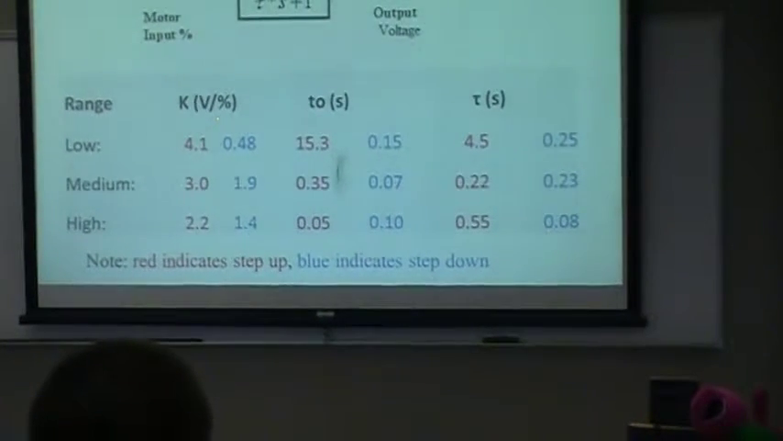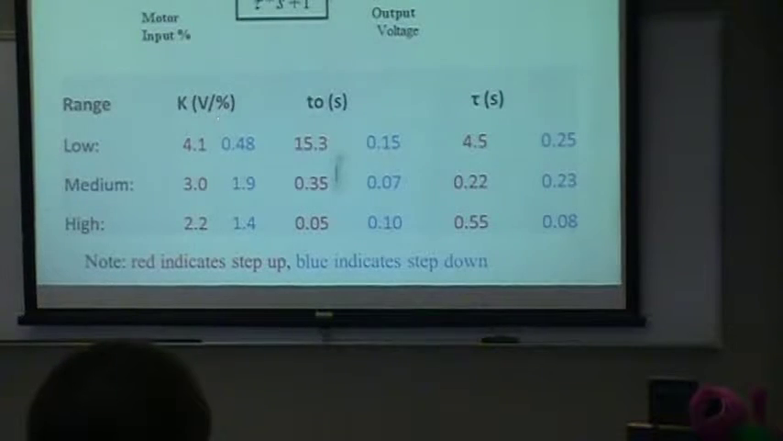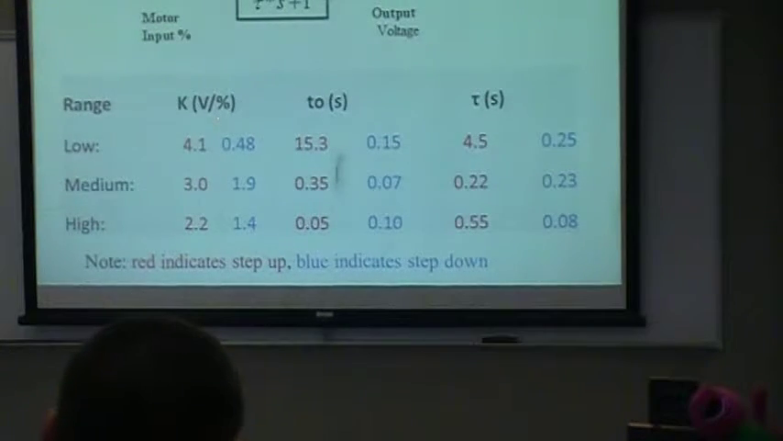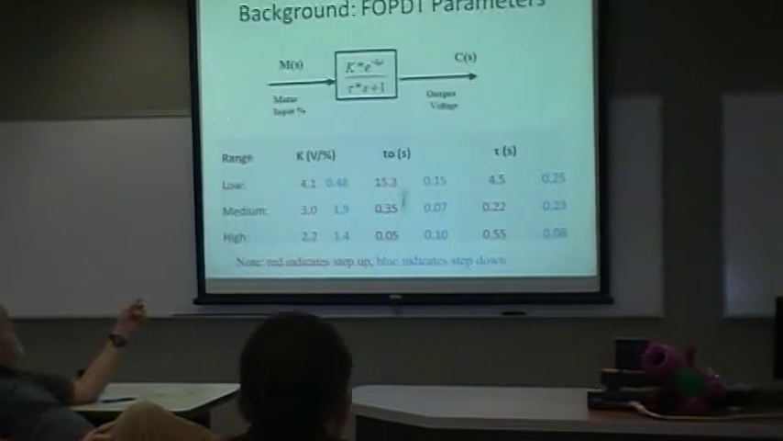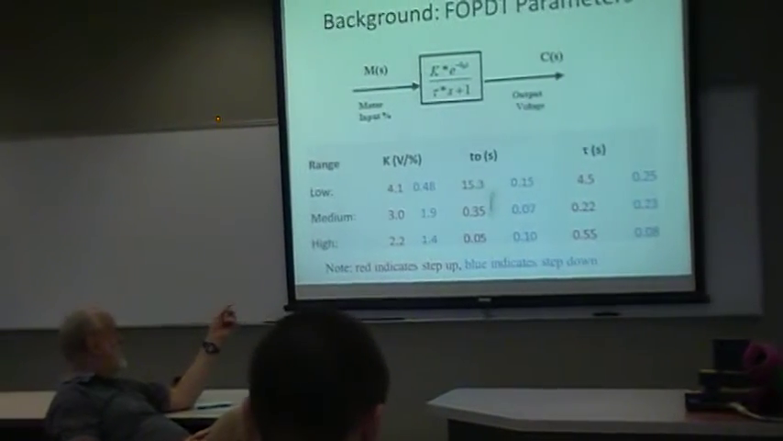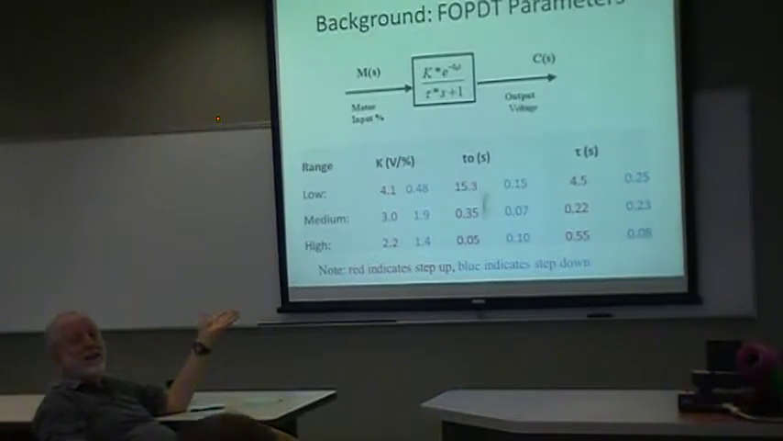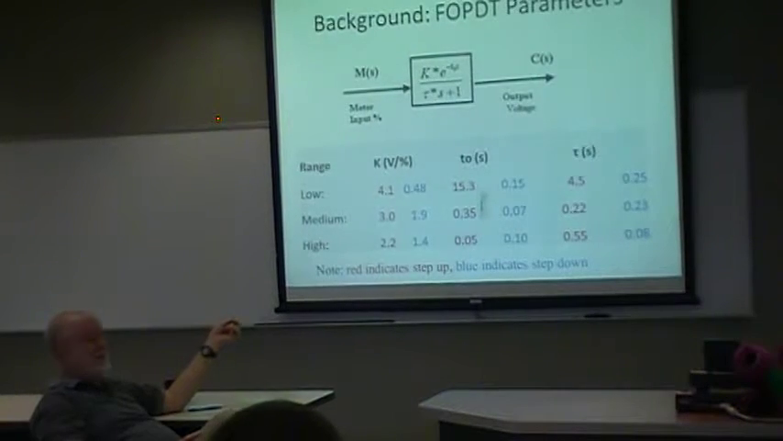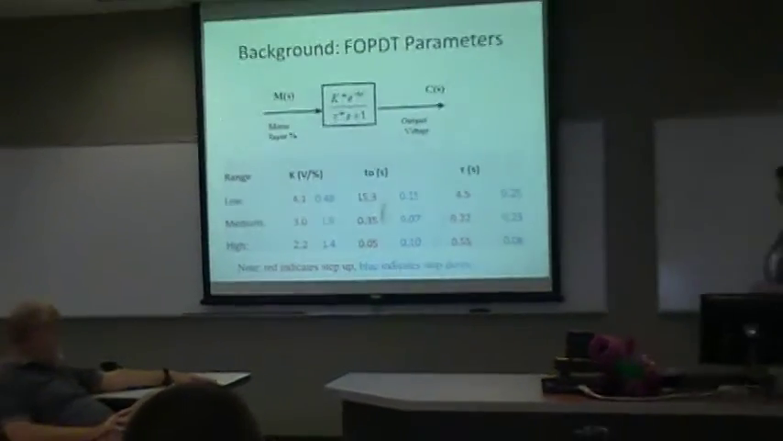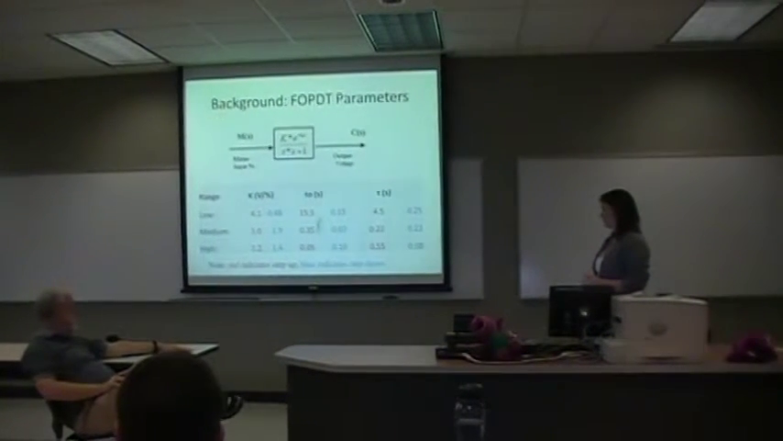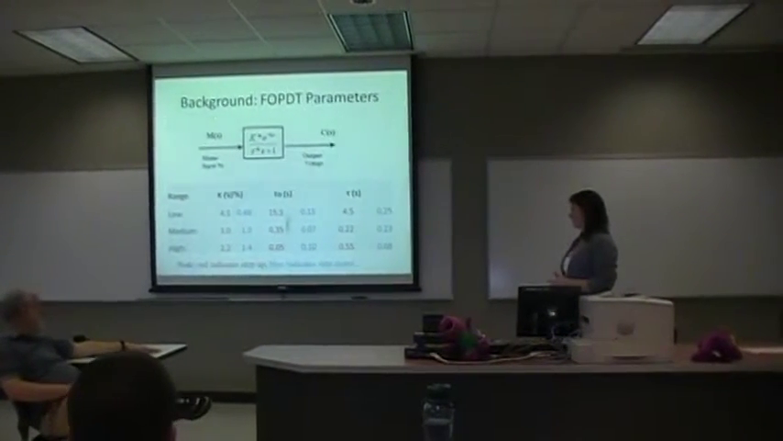Look at that tau. Many times larger for the low region. Look, the medium, the tau for up and down is about the same in the medium region. Cool, huh? And then in the high region, 7 or 8 times as long.